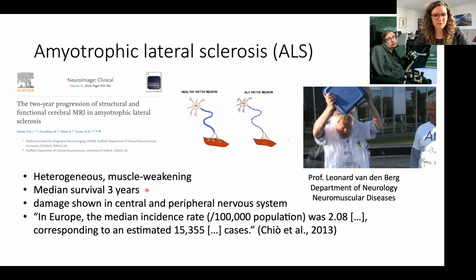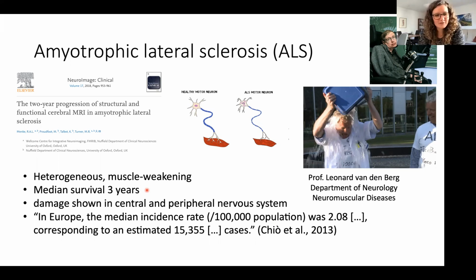And it's still very well known, even though it's rare, as you know, probably from the Ice Bucket Challenge. This is my former boss, Professor Leonard van den Berg in Utrecht. He's the head of the European ALS Center. And of course, he participated as well a couple of years ago. You must remember they raised a lot of money, and also my postdoc was partly funded by that, which is pretty cool, I think.